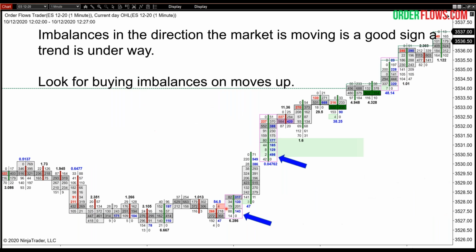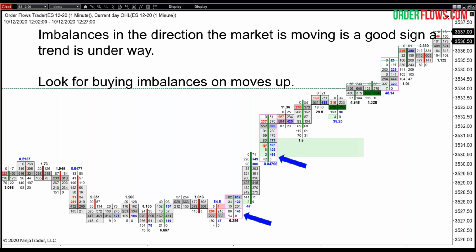So for example, imbalances, right? Remember what I said, imbalances are when you have aggressive buyers outnumbering aggressive sellers in the two-way auction by at least 4-to-1. You could use whatever ratio you like, but most people use 4-to-1. Some people use 10-to-1. Some people use 5-to-1. It's up to you. And on moves up, you're going to be seeing the aggressive buying in the form of imbalances. You can see here these blue arrows I've got pointing at aggressive buying. These are imbalances. Any volume that's traded on the offer is aggressive buying.